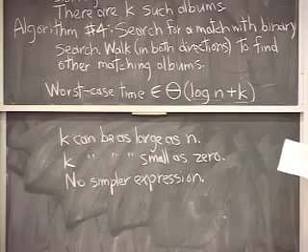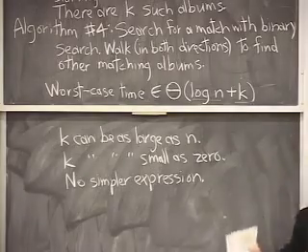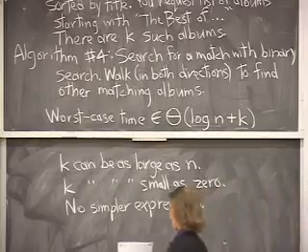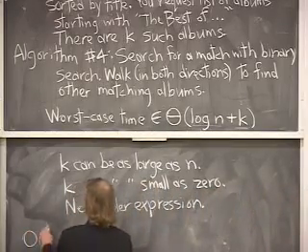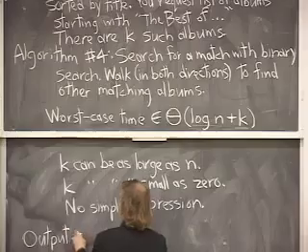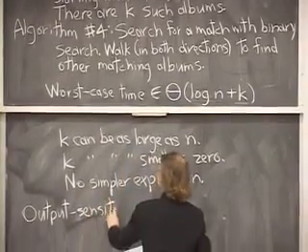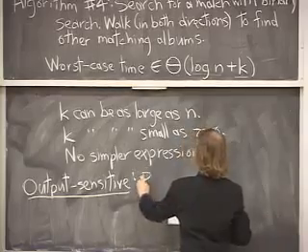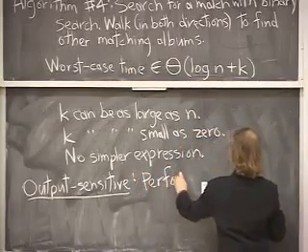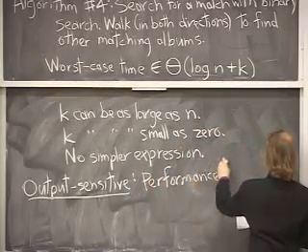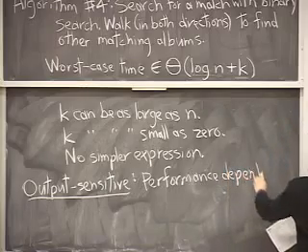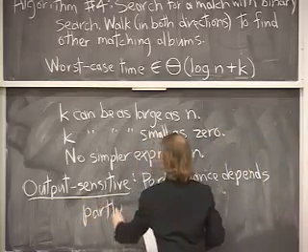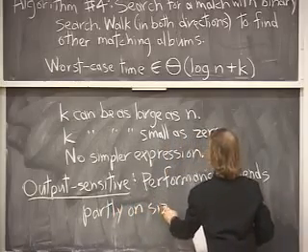One of the things that's interesting about this is that part of the running time depends on the output size, not the input size. And there's a name for that. Algorithms are called output sensitive if the performance depends partly on the size of the output.